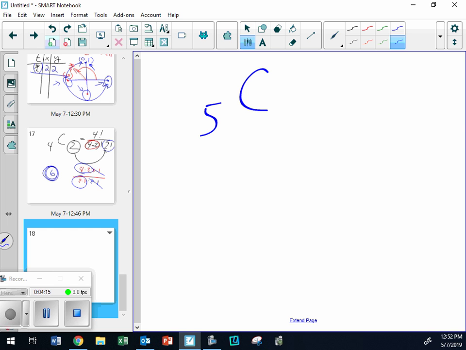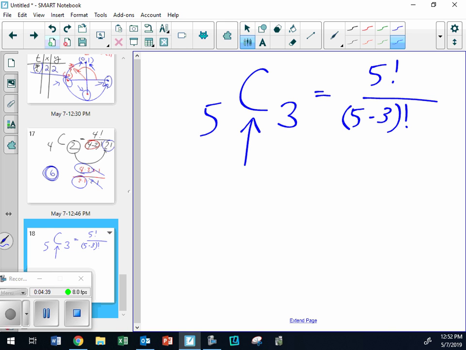5C3. What goes on top? 5 factorial. Okay, good. And on the bottom, 5 minus 3 factorial. And since it's a C question, very good.